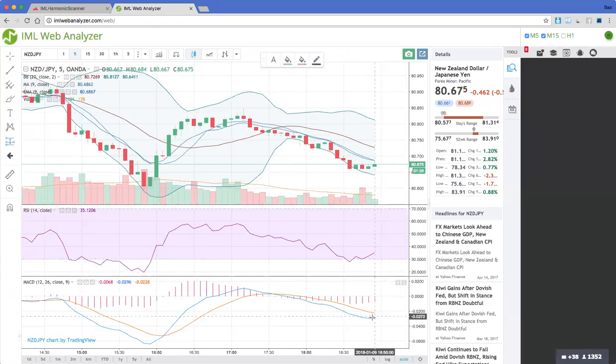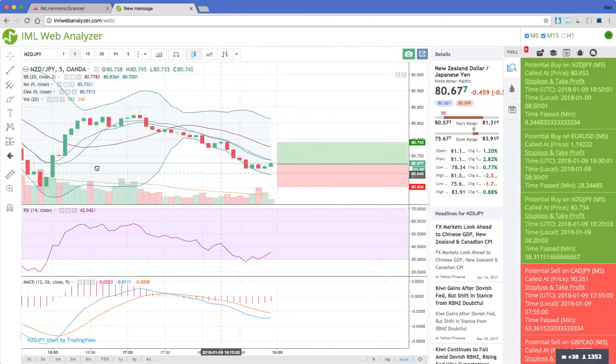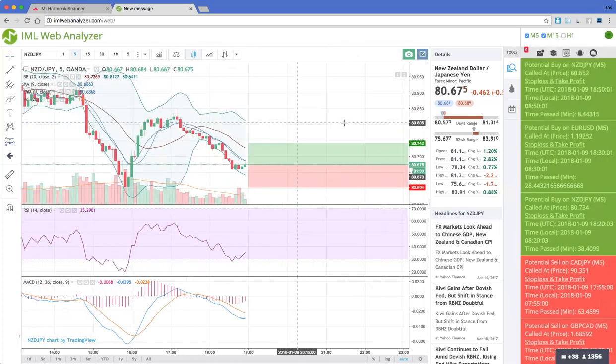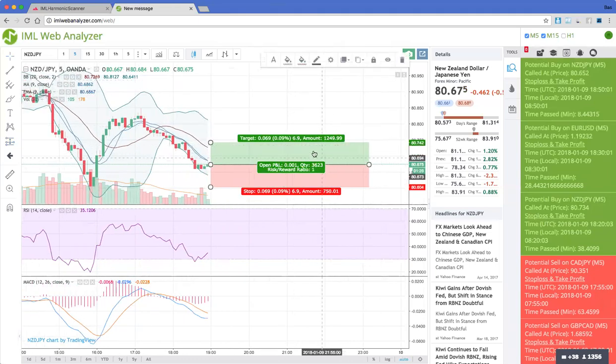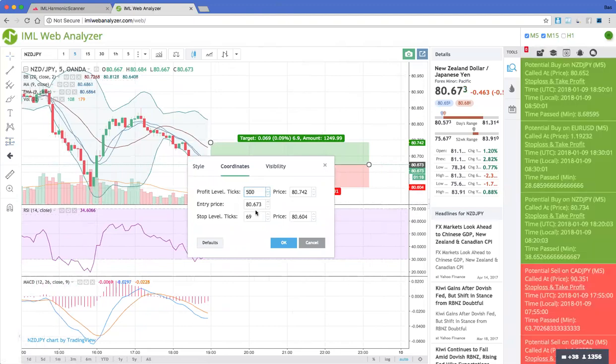I don't do it because it didn't cross yet, but let's say I'm doing it from here. I'm adding this take profit and stop loss level. I'm zooming out a little bit. I'm clicking on it, I click on edit. And let's say that you want to look for 30 pips or maybe even 50 pips. So 500 points, 50 pips, take profit.